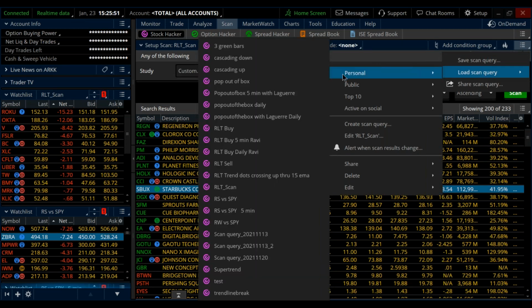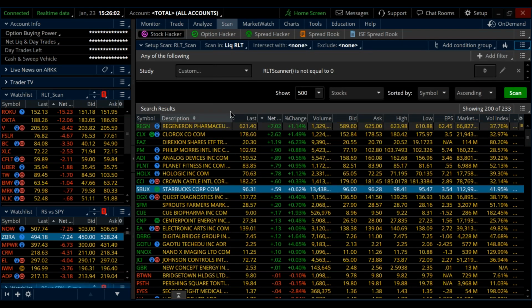So we go over here, and they would be under personal, and I've got quite a few in here. But the one that we've got built into the system right now is this RLT scan. So you would just click on RLT scan, and you would then also include the watch list that you're going to scan against, and that's this right here. And I'm using the liquid RLT.